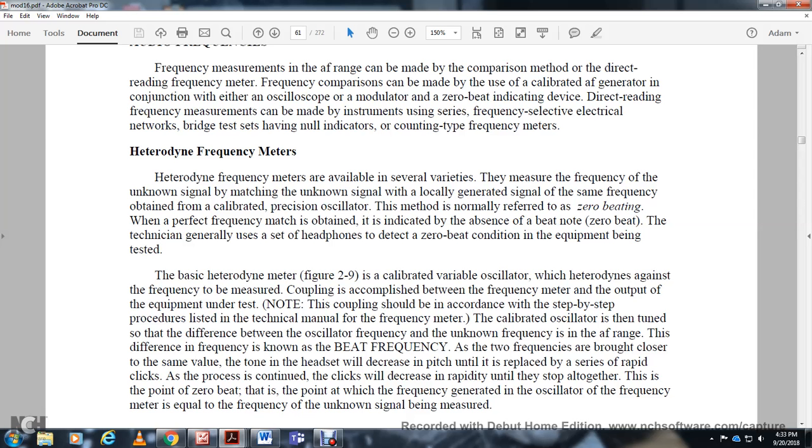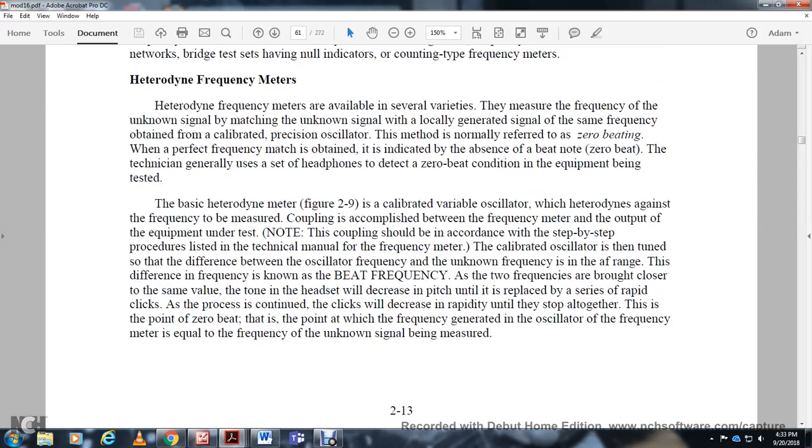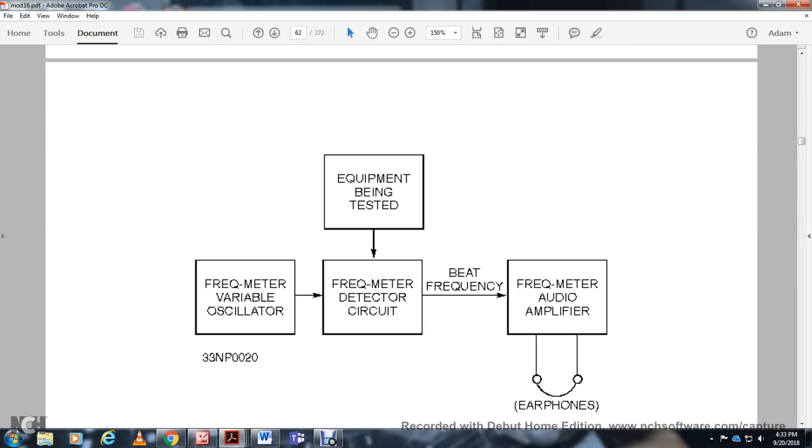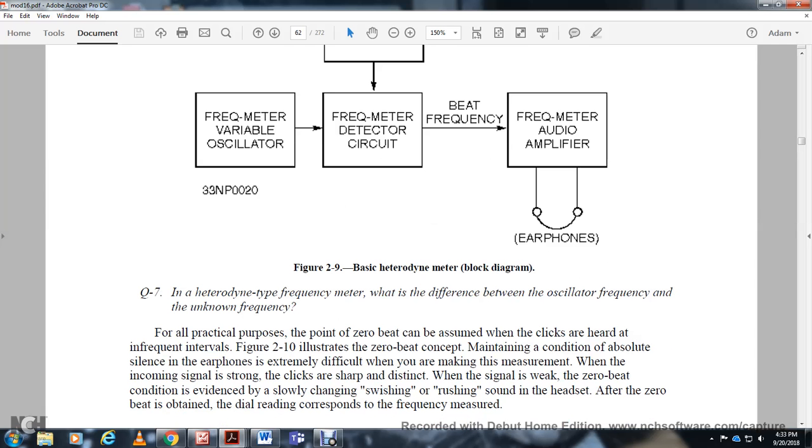That is the point where the frequency generated by the oscillator in the frequency meter is equal to the frequency of the unknown signal being measured. So you have the frequency meter variable oscillator going into the frequency detector, and the equipment being tested also going into the frequency detector, then the frequency meter audio amplifier and earphones. For all practical purposes, the zero point can be assumed with a click of the headset at infrequent intervals. Figure 2.10 illustrates the zero beat concept, with a condition of absolute silence in the earphones.